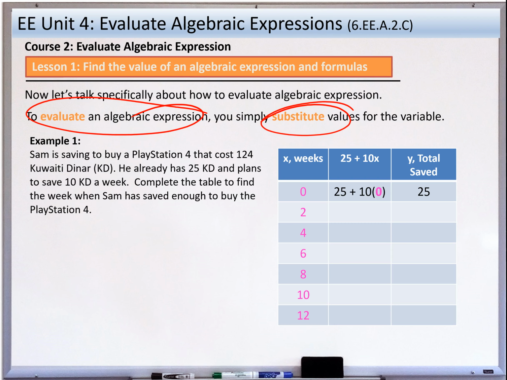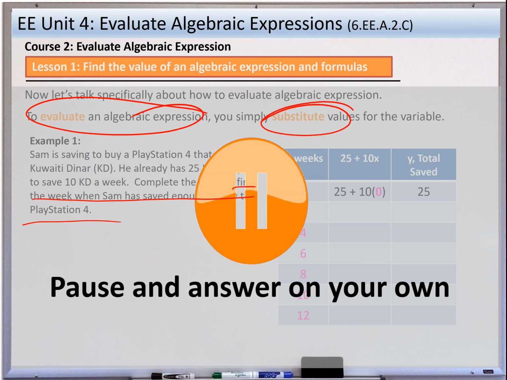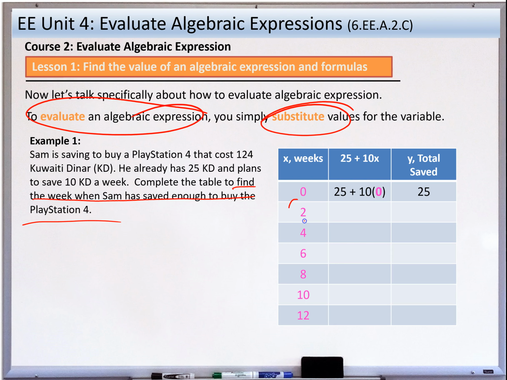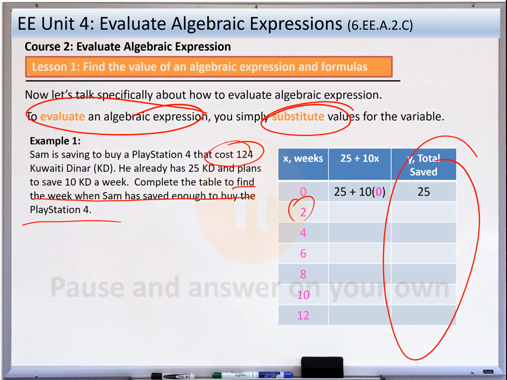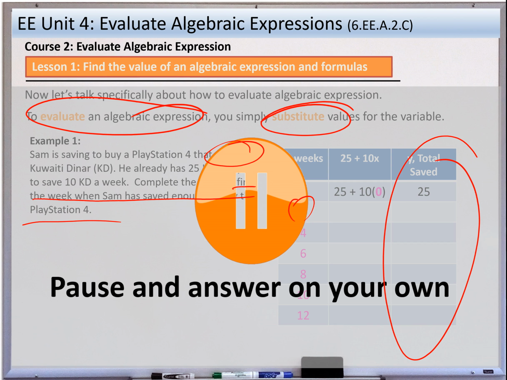So for example, we have Sam is saving to buy a PlayStation 4 that costs 124 Kuwaiti dinar. He already has 25 KD and plans to save 10 KD a week. Complete the table to find the week when Sam will have enough money to buy the PlayStation 4. So we're going to evaluate this, or substitute the values for x, to figure out when his value will be 124 KD. So go ahead and plug those numbers in for me, and let me know what you come up with.